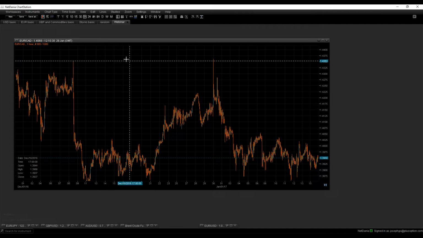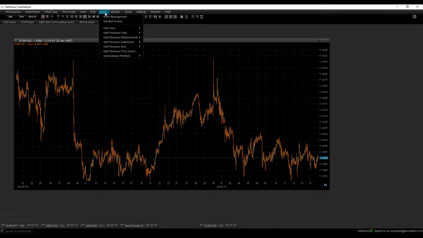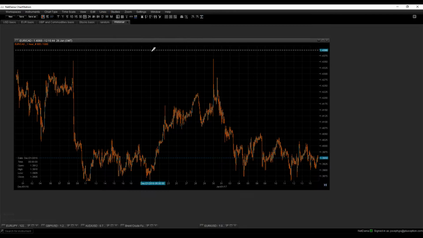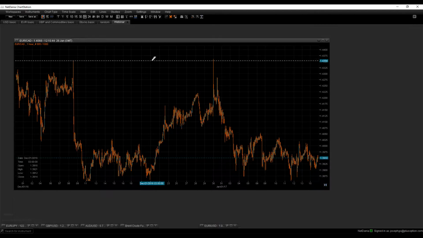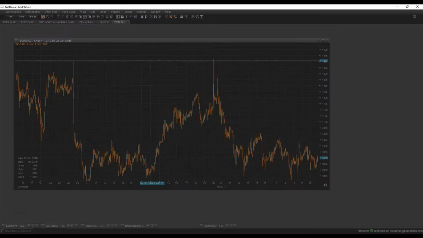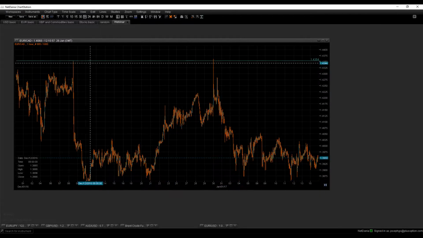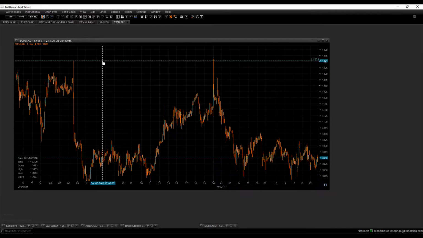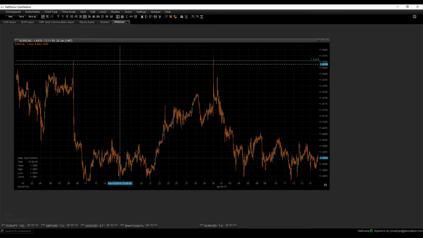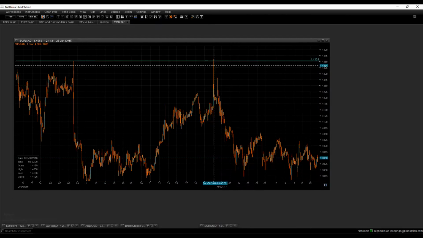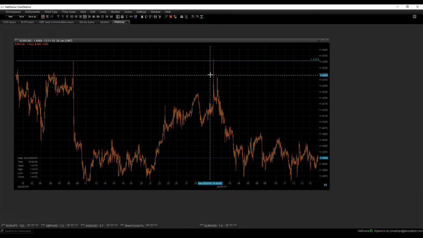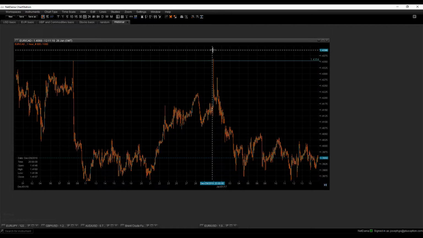So what we can do, if we want to draw a resistance line here, we go to lines, add line, horizontal freehand. And that changes our mouse into a drawing tool. And we draw it right where the two lines meet. So now we have a point of resistance. And what we're going to be doing is following into the future. We're going to save this line, and once the price approaches that line, we're going to look for one of two things. We're going to look for that price to either hit that line and then bounce back down, or for the price to break right through.